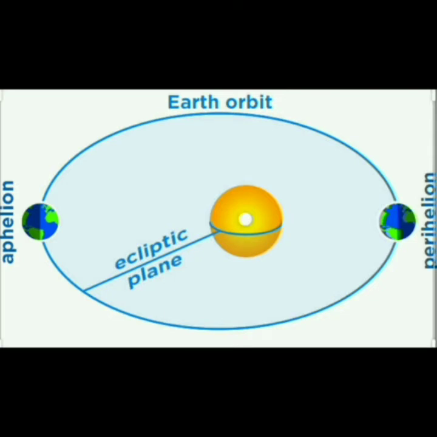Now, children, do you know who stated that the Earth is round and rotates on its own axis? Yes. If you can, tell me. Exactly. It was the ancient Indian astronomer Aryabhatta.